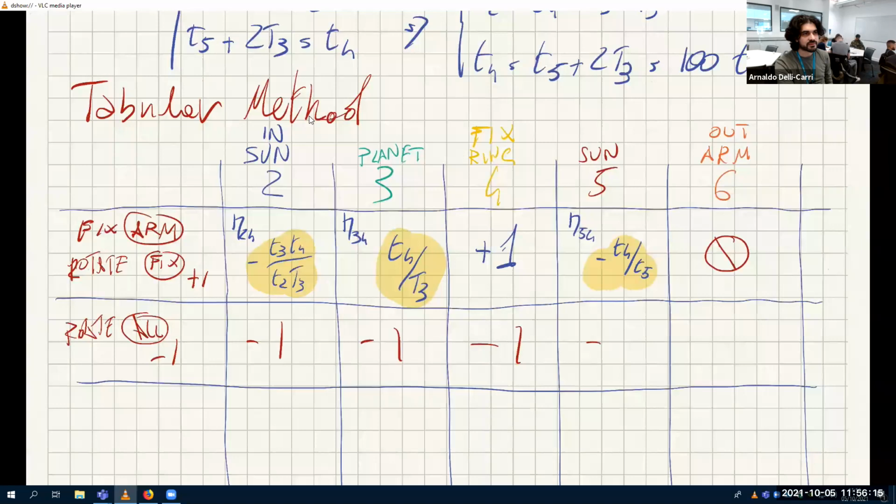Let me check the chat because it's flashing. Only the ring meshes internally. Yes, only the ring meshes internally. How do we know if it's external or internal? Well, 90% of the time it will be external meshing. When you have a ring involved, it will be internally meshing.